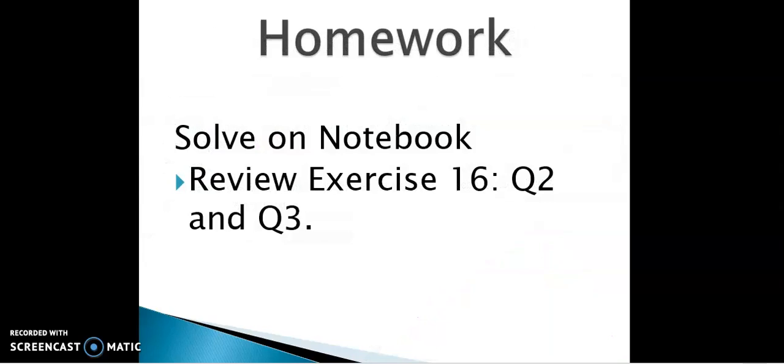Moving on to the homework section, you need to solve question number 2 and you need to write all the definitions mentioned in question number 3 of your review exercise 16. Okay, so beta, this is all about your lesson number 36.